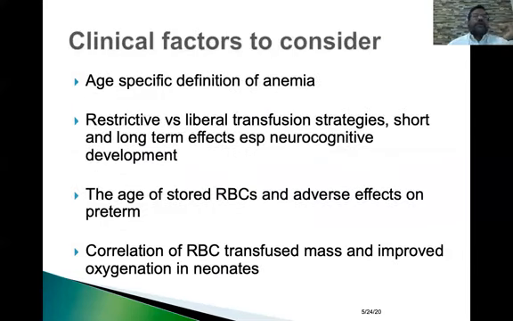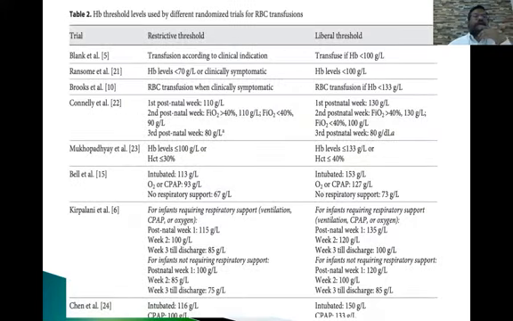What are the factors to consider for transfusion? There are age-specific definitions of anemia. What are the liberal and restrictive strategies? The age of stored RBCs and adverse effects in preterms, and correlation of RBC transfused mass and improved oxygen in units. Dr. Kumar has touched on all this. I will quickly run through that again.